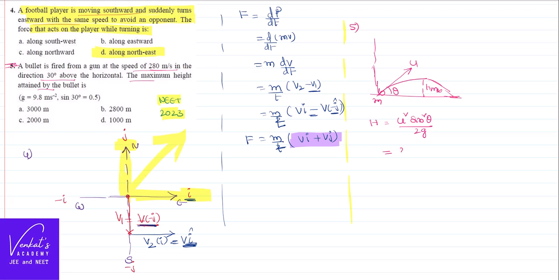u is 280, so 280 into 280 because it's u square. Sin square theta, sin 30 is 1 by 2, so sin square theta means sin 30 and another sin 30, by 2g. The g value is given for you in the problem as 9.8. So 280 and 280, by 2 into 1 by 4 is 8, and 9.8. If you calculate that, you will get 1000 meters. So the answer for that problem is 1000 meters.